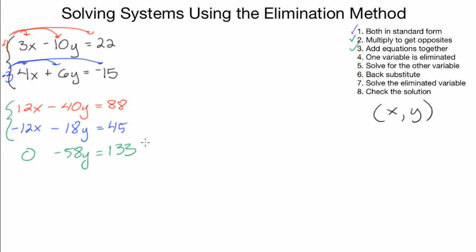Okay. Well, did one variable get eliminated? Yep, my x's got eliminated. And now let's solve for what y should be. So I'm going to divide both sides by negative 58.